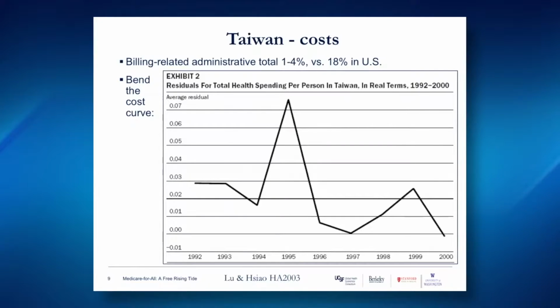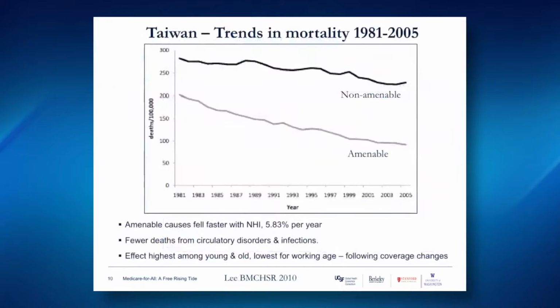That was because people became newly eligible for coverage. And after that, the rate of growth in the residual decreased below what it had been before. So it's an opportunity to control costs.